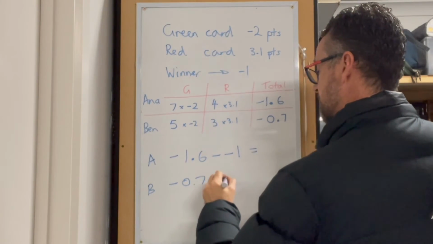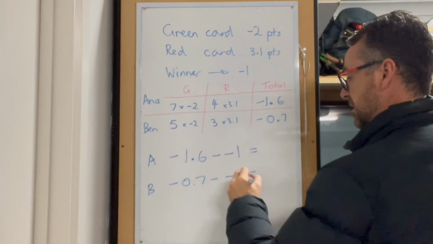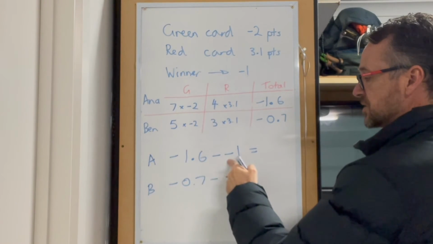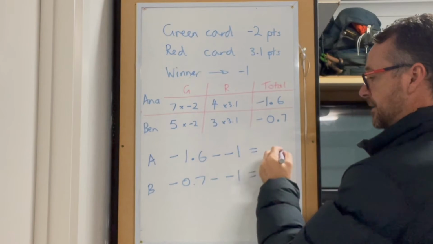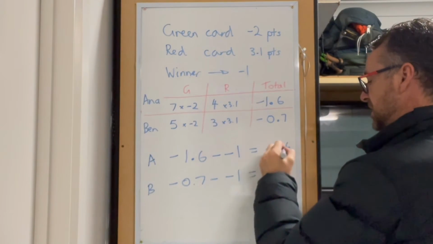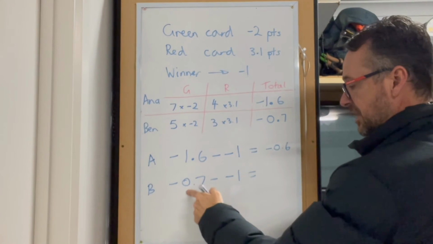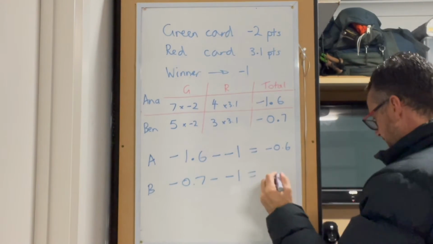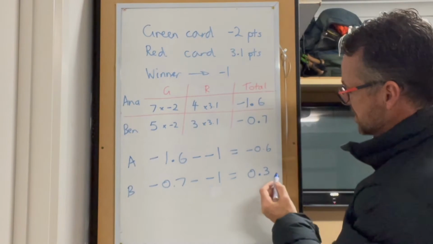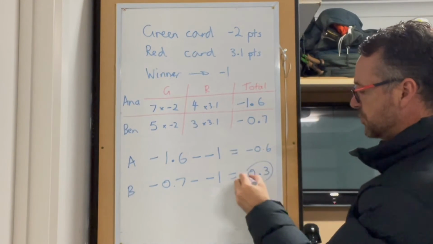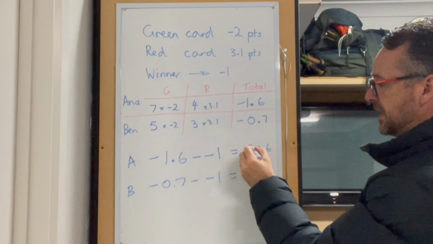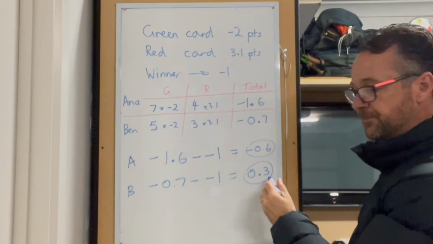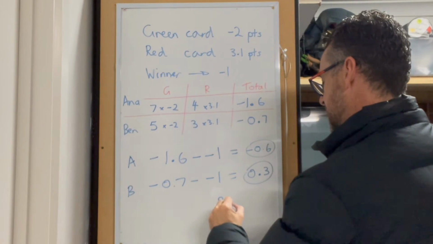And for Ben, we want to take away -1. So take -1.6, take away -1, which is effectively +1, is going to give them a score of -0.6. And here, -0.7 plus 1 is going to give them a score of 0.3. And so we can see here that Ben is 0.3 away from -1, and Anna is 0.6 away from -1. So Ben is closer, so therefore Ben is the winner.